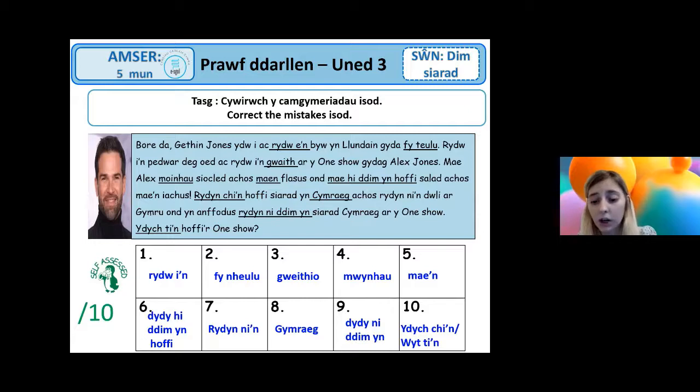And for the final question, you would have had a mark at ydych chi'n or oeddet ti'n. They both mean do you or are you. A lot of the time the examiners are now using ydych chi'n, but just think it means oeddet ti'n, so oeddet ti'n hoffi, oeddet ti'n mwynhau.